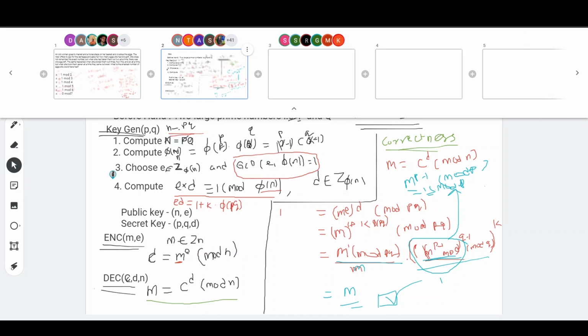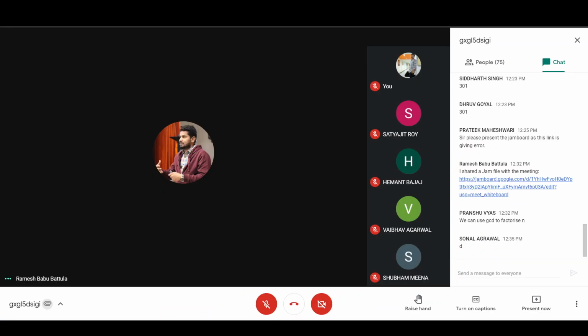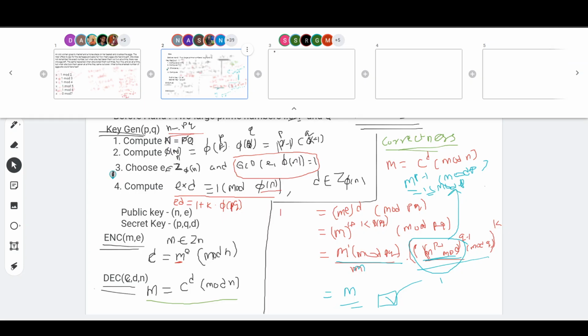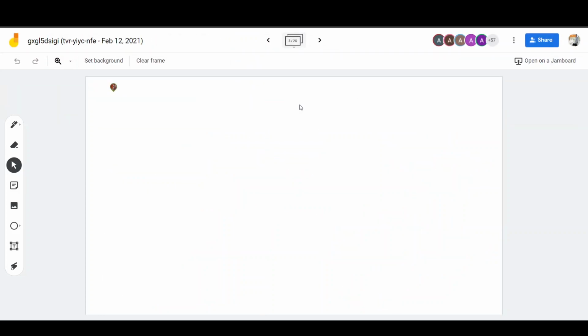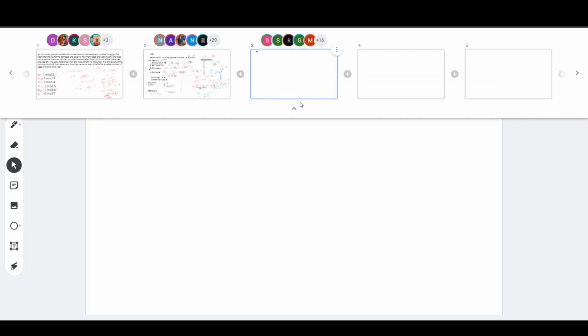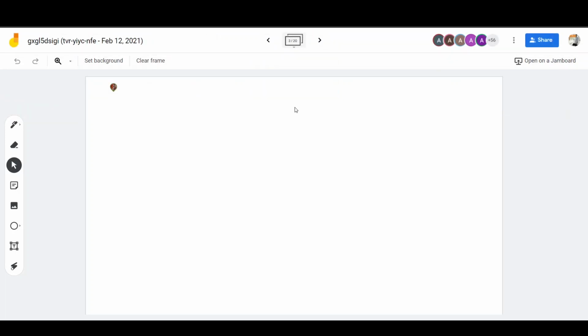Try to solve the problem I am providing here. The first problem: P equal to 11 and Q equal to 23.